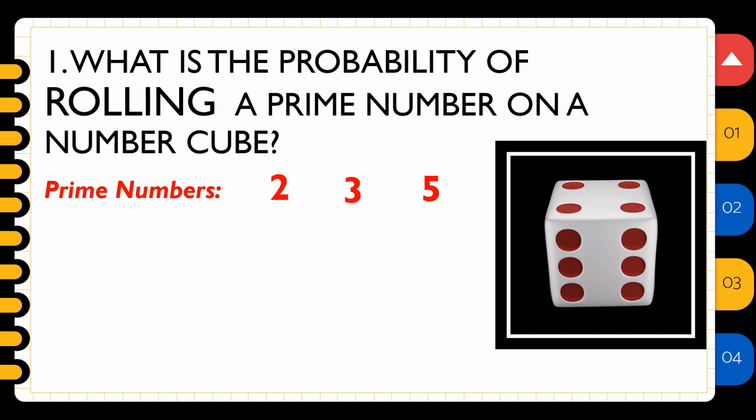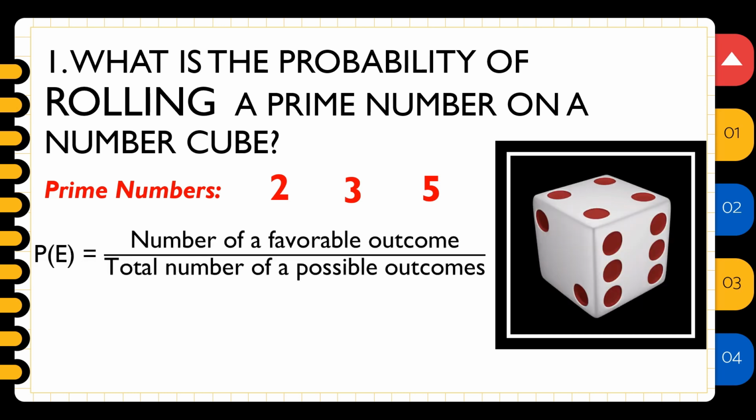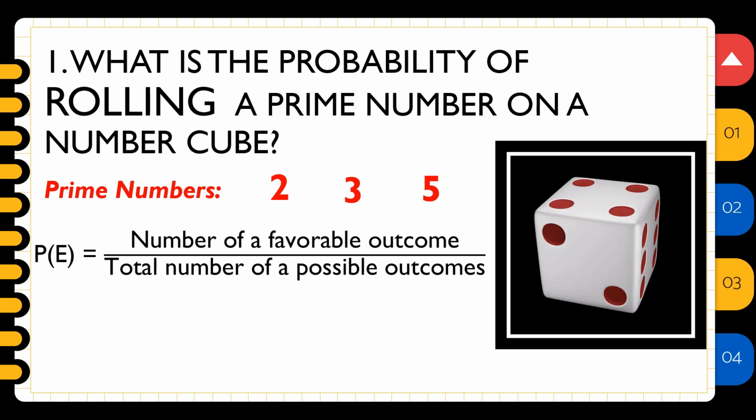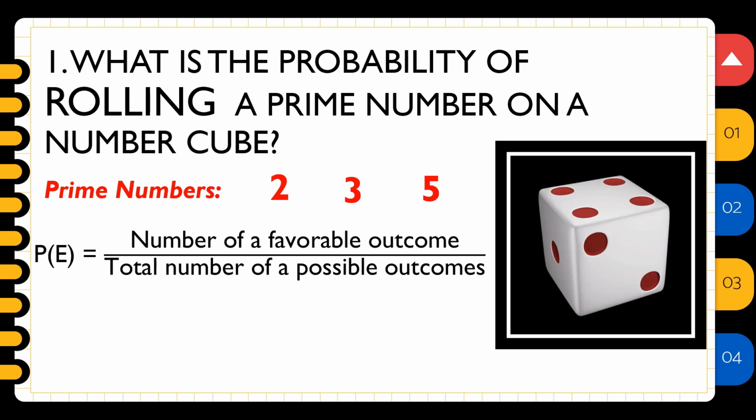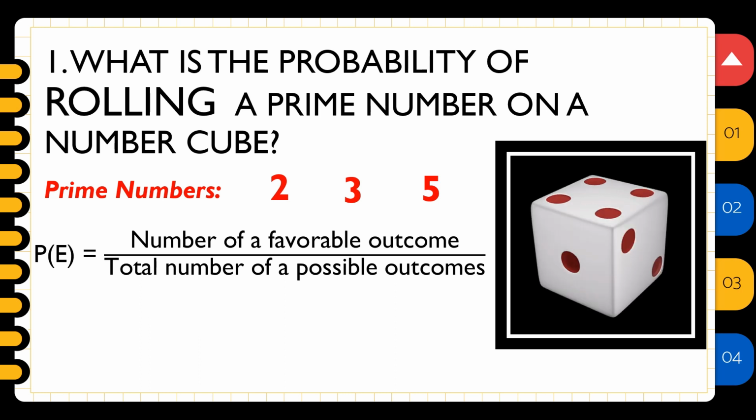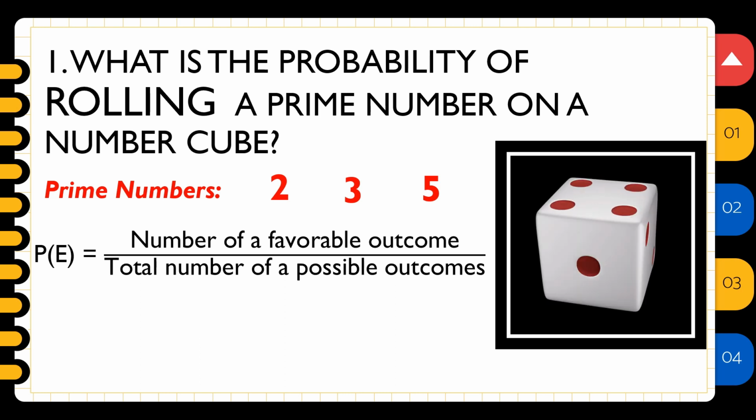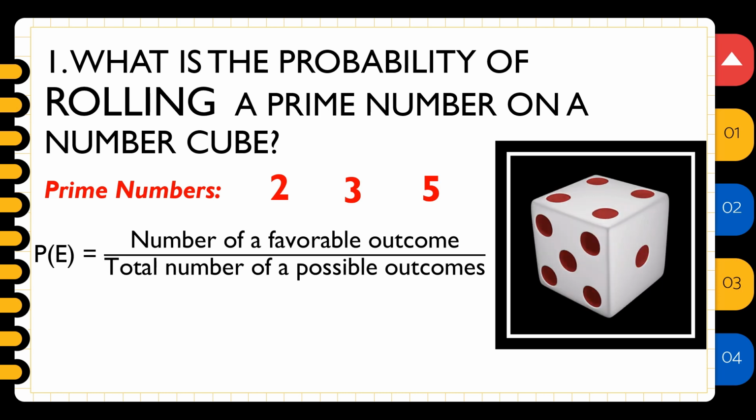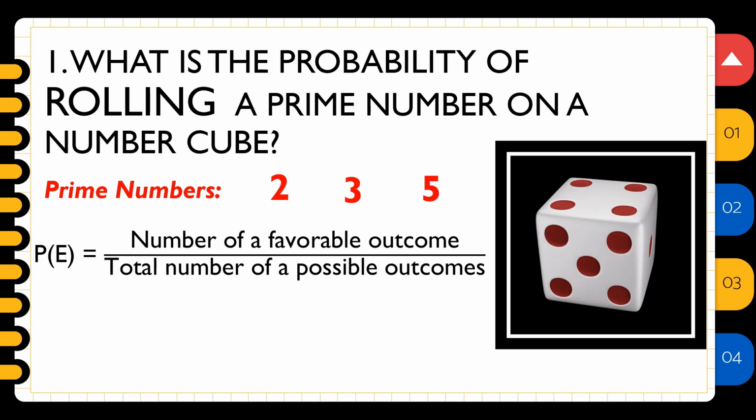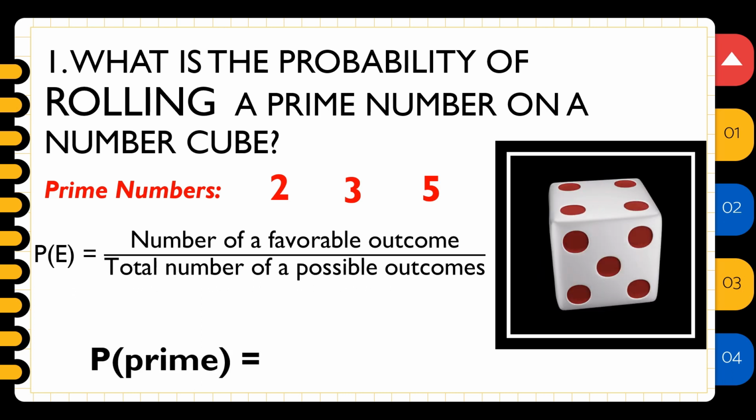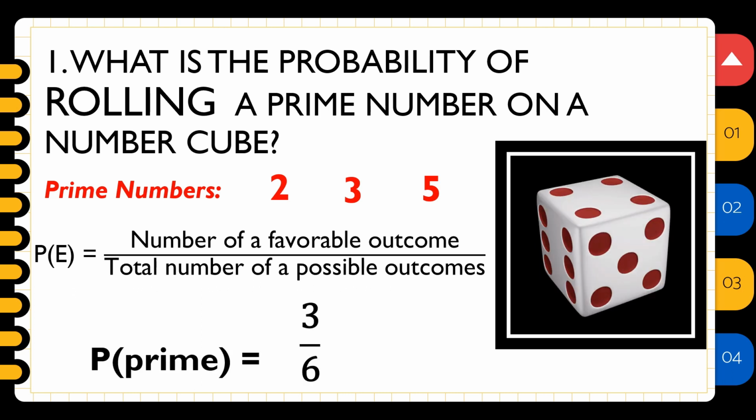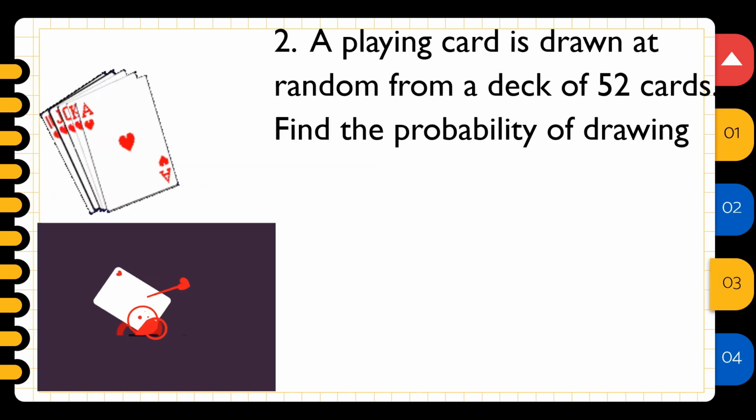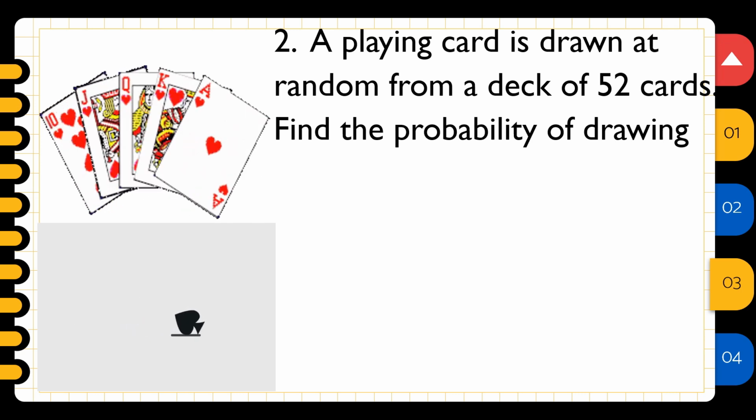Now using the formula, we have P of E equals the number of event over total number of possible outcomes. Since our prime numbers in our number cube is equivalent to 3 and our sample space is equivalent to 6, plugging that in our formula, we have P of prime equals 3 over 6, or reducing that to lowest terms, that is equal to 1/2. Next, let us have problem number 2.